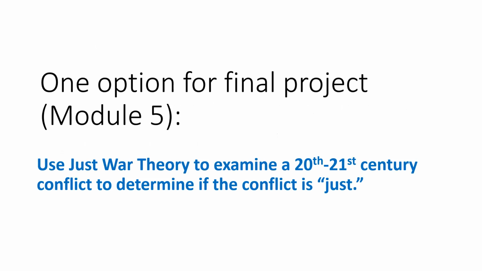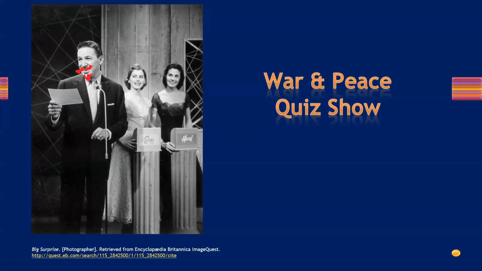And one option for a final project for this course that you find in Module 5 is to use just war theory to examine a 20th or 21st century conflict to determine if the conflict is just. Now, you don't need to agree with me on this issue or other issues in the course, but you do have to use good sources and good thinking, okay? That's a popular option. So we're going to have one more War and Peace quiz show to end the film series, and then we're going to talk a little bit about World War II, which leads into the next course assignment.